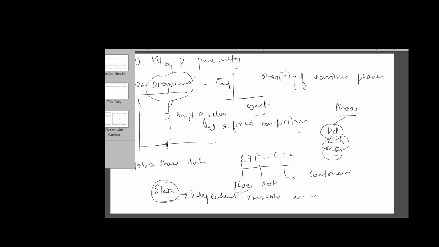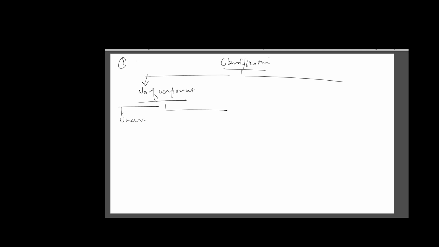Now based on this, people have classified the phase diagrams. First, if we talk about classification, it is based on the number of components: unary, binary, ternary. So component 1, component 2, component 3 and so on.